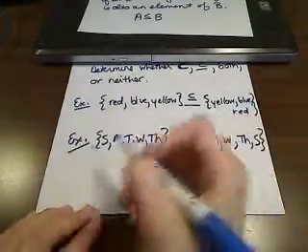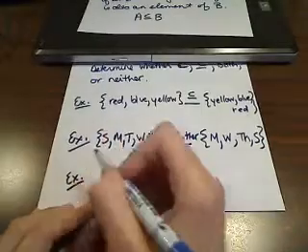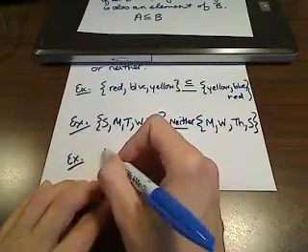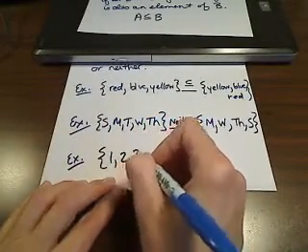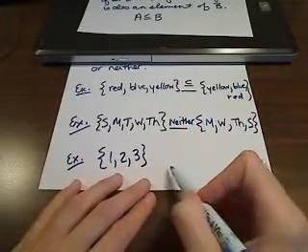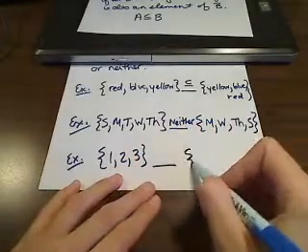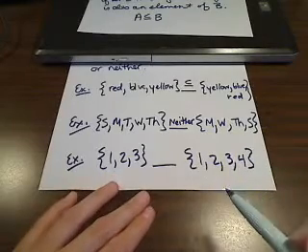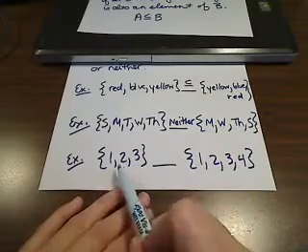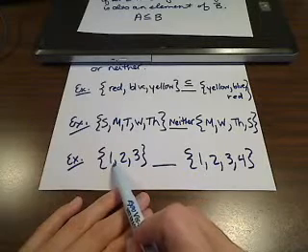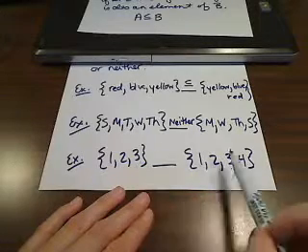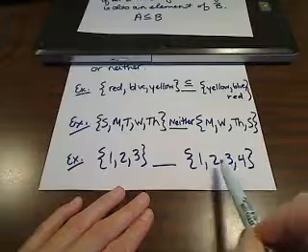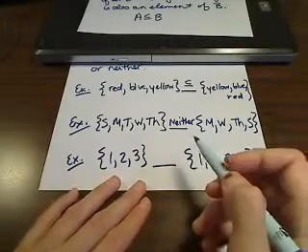Okay, and let's try one more here. Let's say that I have this right here, the set containing the numbers 1, 2, and 3, and the set containing 1, 2, 3, and 4. All right, so if you can see, this set contains all of the elements of this set, but they're not equal.